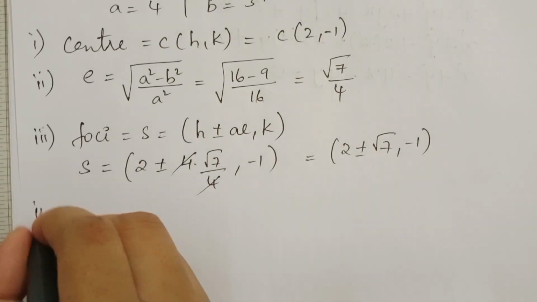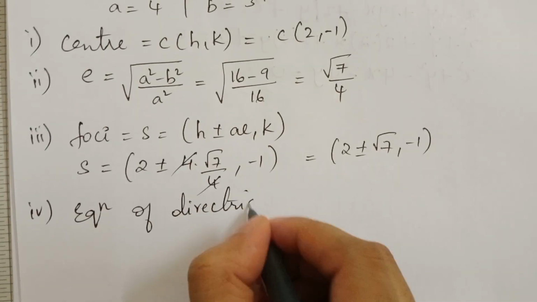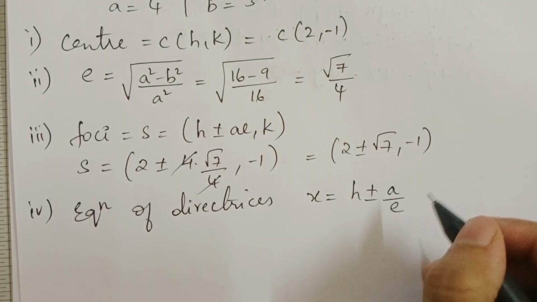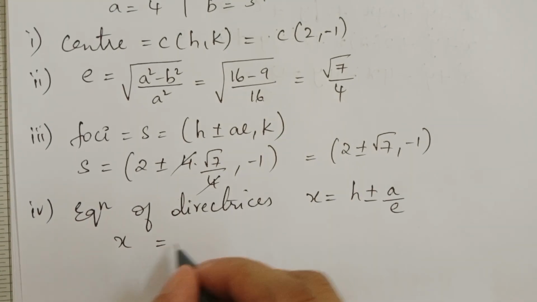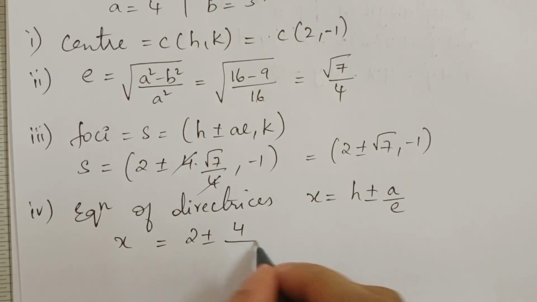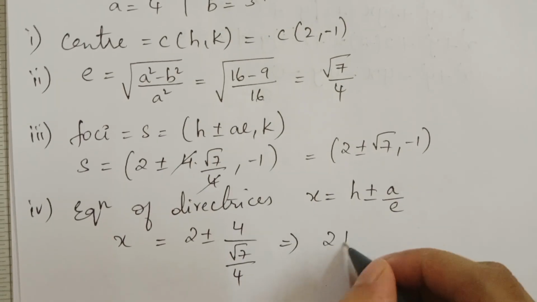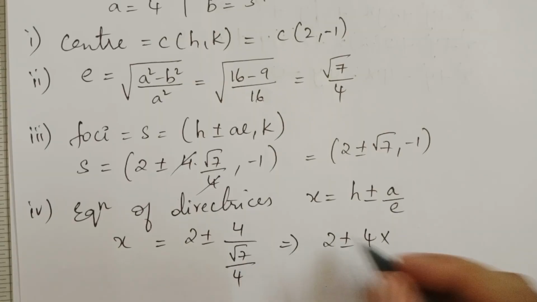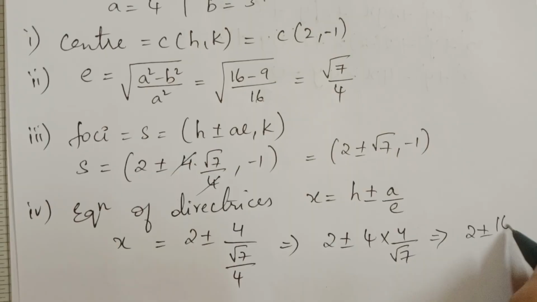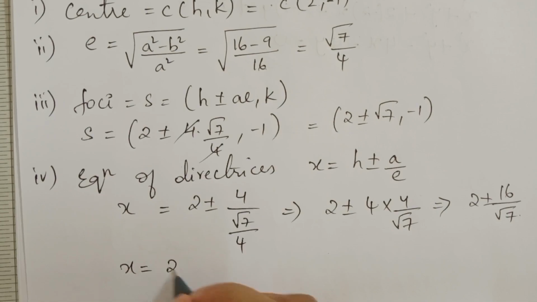And the equation of directrix is given as x is equal to h plus or minus a by e. So this is equal to x is equal to, h value is 2 plus or minus a value is 4 and the value of e is root 7 by 4. So this can be written as 2 plus or minus 4 into, this gets reciprocal, so it is 4 by root 7. So this is further equal to 2 plus or minus 16 by root 7, right? And this value is equal to x is equal to, right?